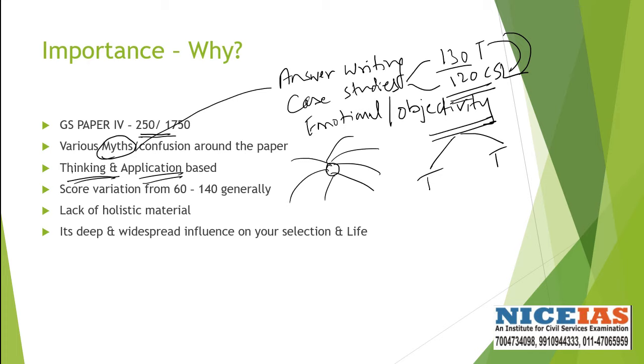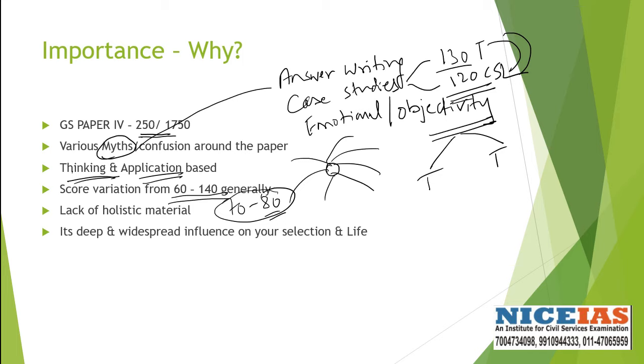Next point is why this paper is important to be studied, because if you talk to your seniors, the score varies generally from 60 out of 250 to 140. So you can see that even in one paper, if you do it in a good, systematic and rigorous way, then you can get an edge of 70 to 80 marks in one paper only, and you may realize its importance once you get through your mains, and even in your interviews it helps, right? So we'll see its application.